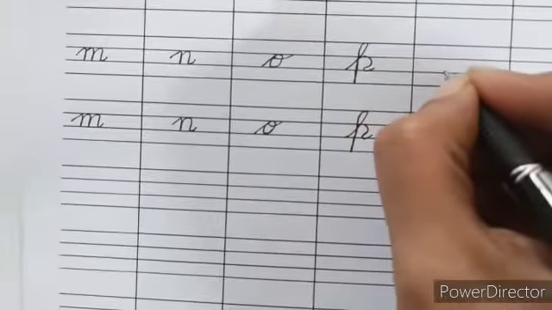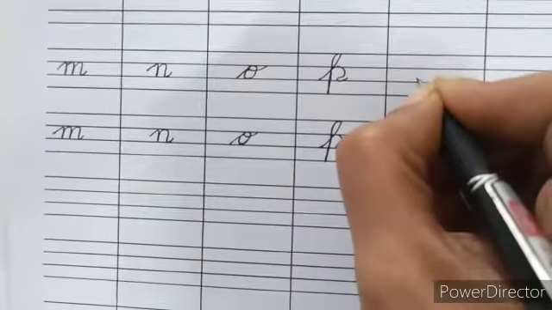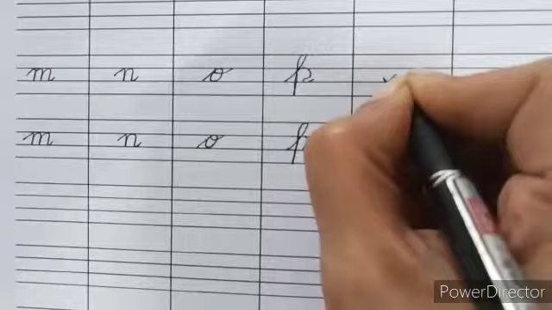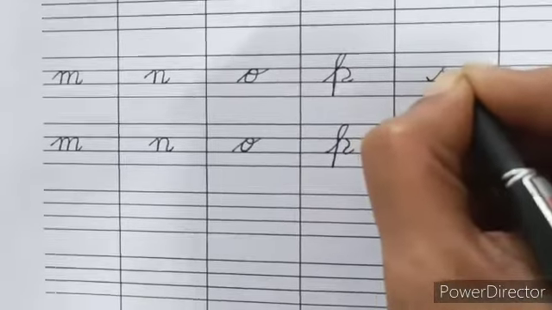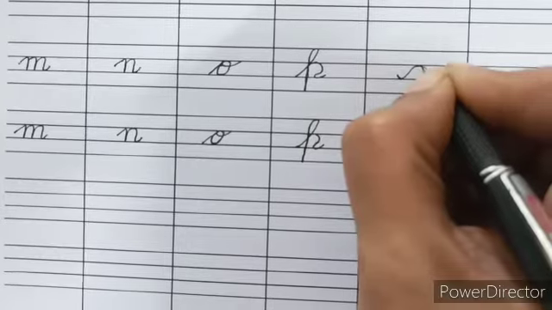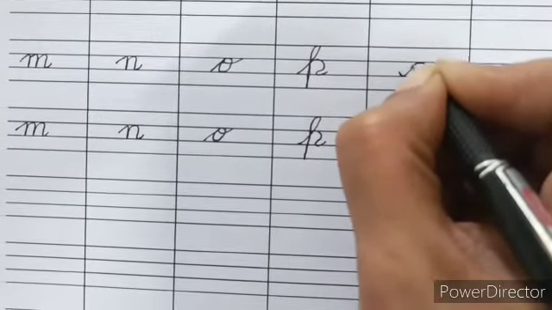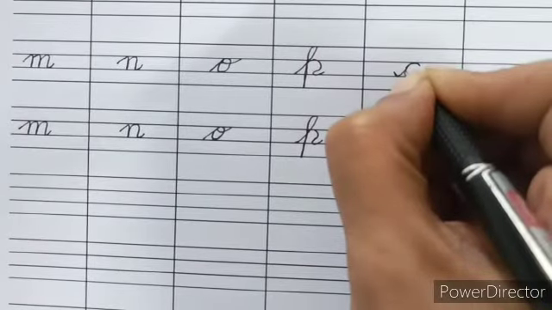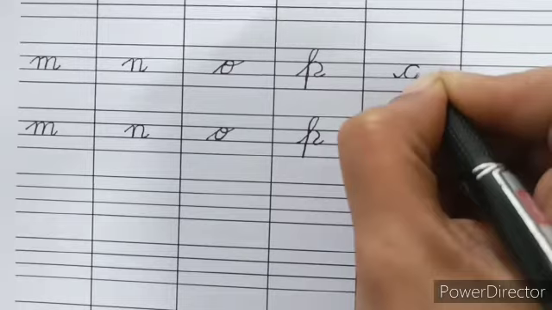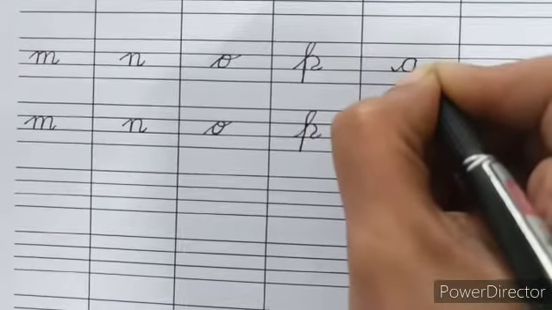Next letter is Q. We start with the slanting line from the third line. As it touches the second line, give a shape of C, a left curve. Once it touches the third line, we go up a vertical line which touches the C at the second line.